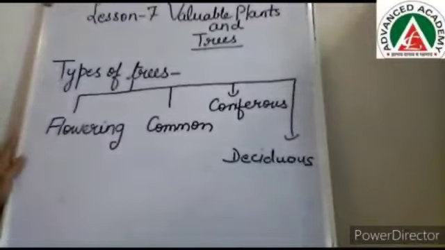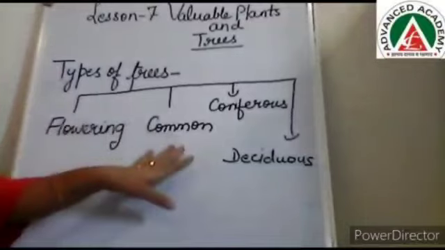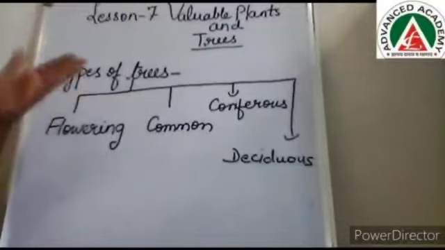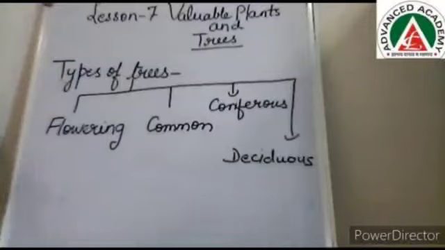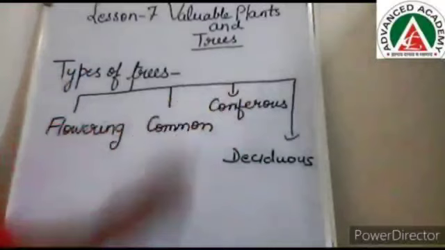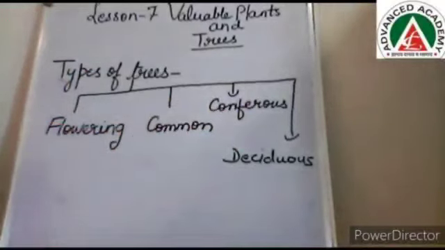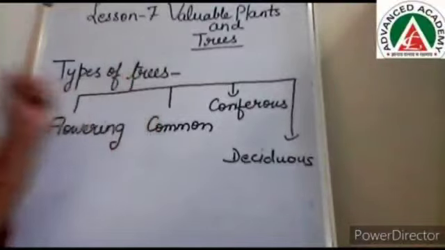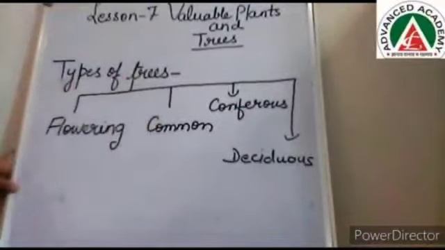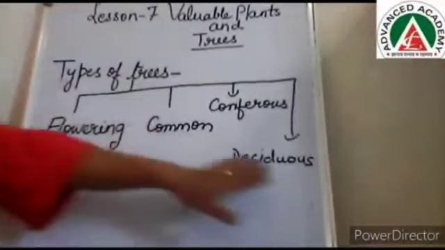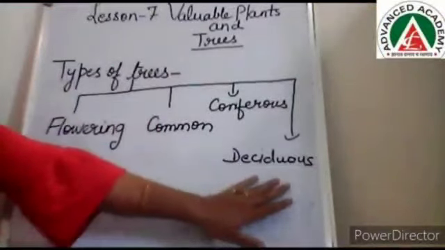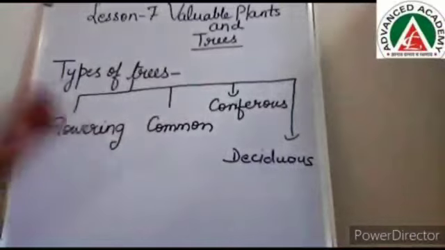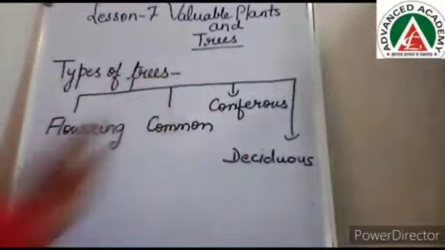For example, cherry. And common trees are those trees which we can see everywhere like peepal, banyan. And next, coniferous trees have needles that do not fall off. They have needle-like structures and these trees do not fall off. Deciduous trees have leaves that fall off yearly. So these are different types of trees.